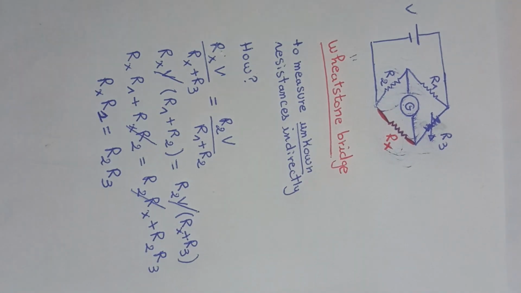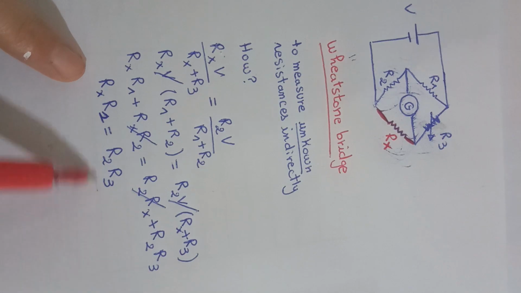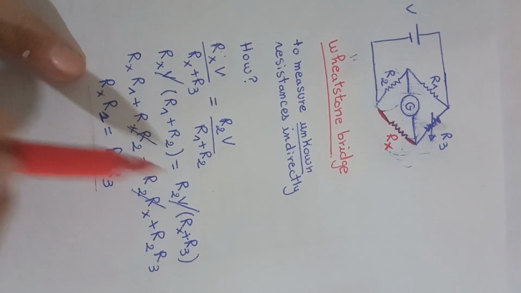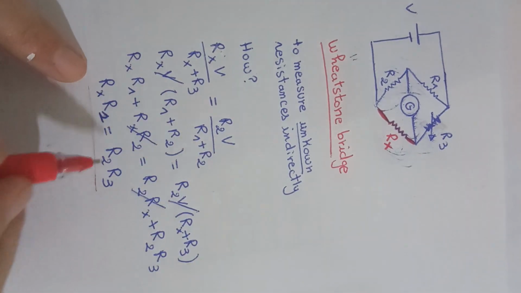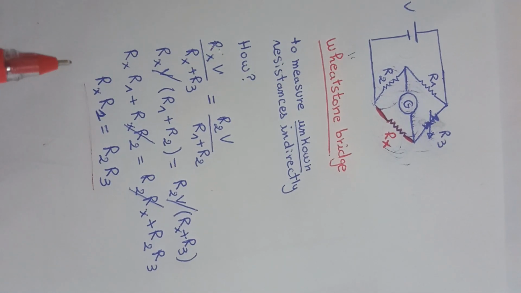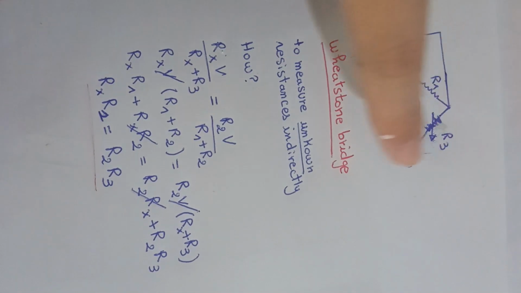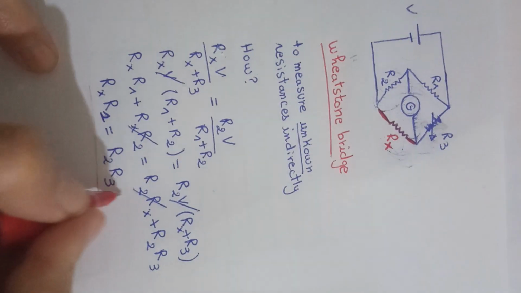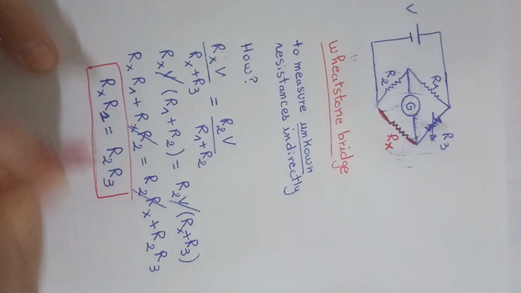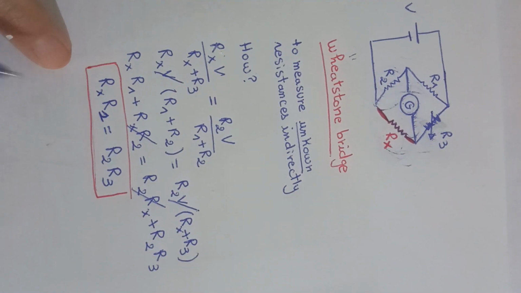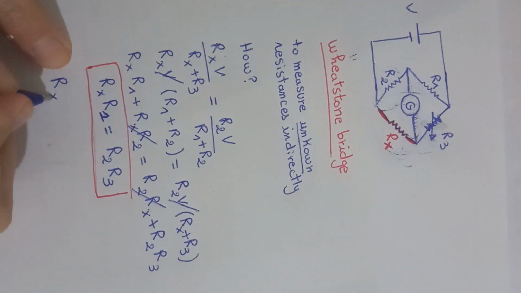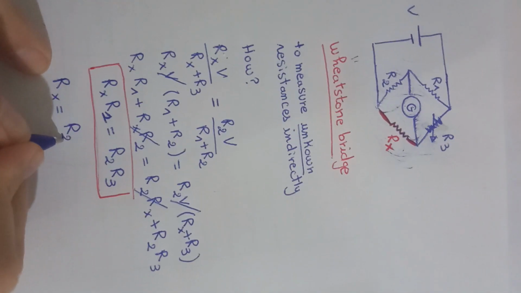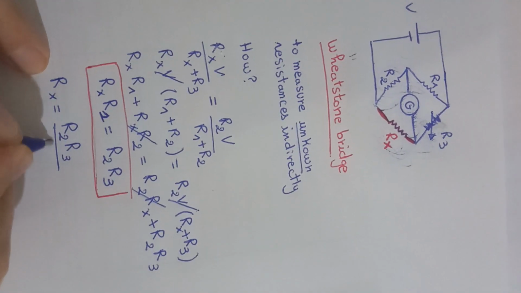So without doing all of that, when you have a balanced bridge, you can always write this. It's a rule. If you have a balanced bridge, that means this times this equals this times this. So by that, you can find Rx easily. Rx is R2 times R3 over R1.